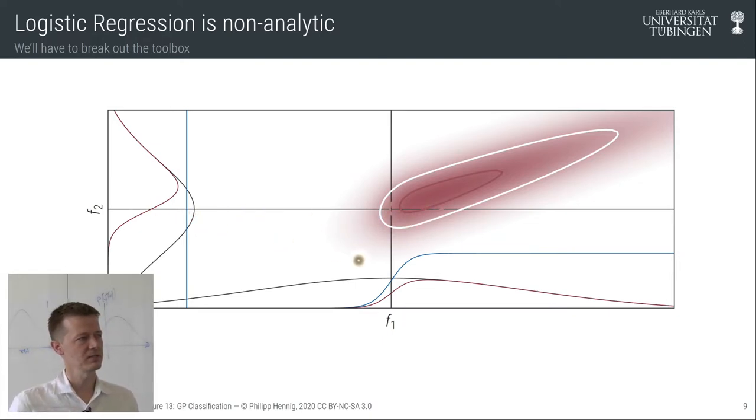So here I actually normalize it, and you see in red the marginal posterior distributions, and you can see especially at F1 but also at F2 that these are not Gaussian distributions. Clearly they are not Gaussian, as you can see by looking at their joint form, right? This doesn't look like the exponential of a quadratic function.